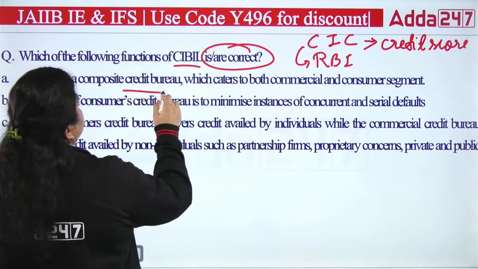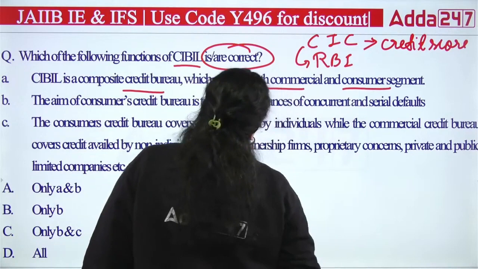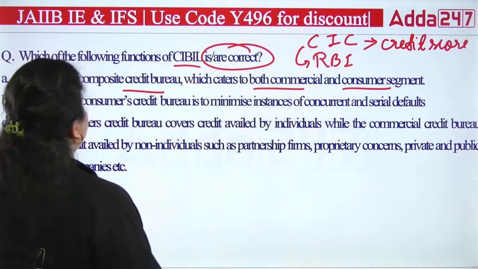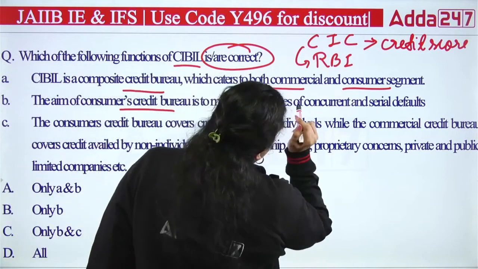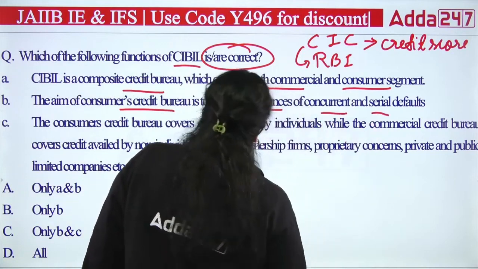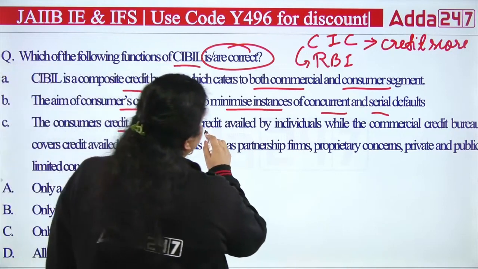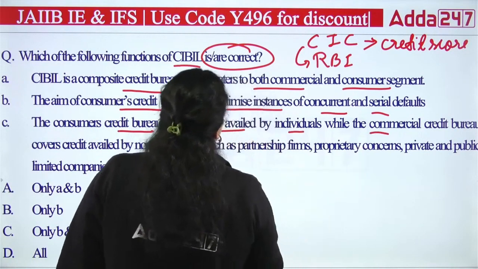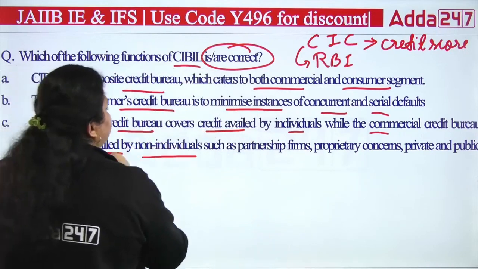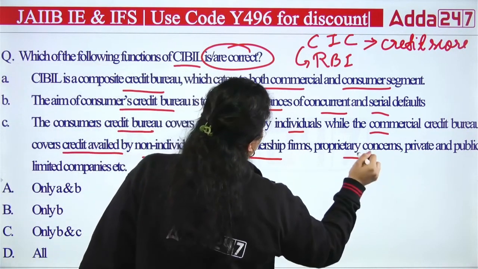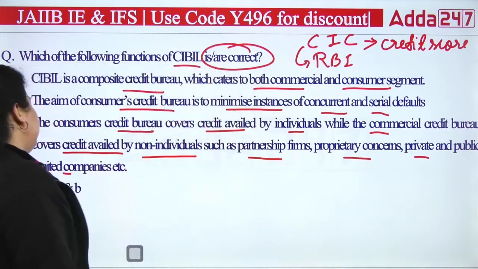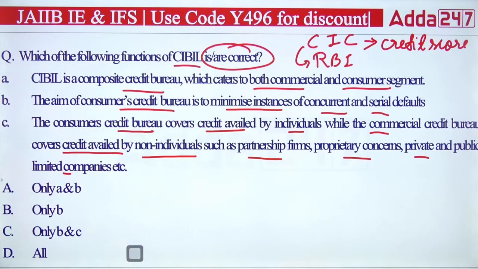CIBIL is a composite credit bureau which caters to both commercial and consumer segments. Second, the aim of the Consumer Credit Bureau is to minimize the instances of concurrent and serial default. Third, the Consumer Credit Bureau covers credit availed by individuals, while the Commercial Credit Bureau covers credit availed by non-individuals such as partnership firms, proprietary concerns, private and public limited companies, etc. So you have to answer which of the following is the correct function of CIBIL.